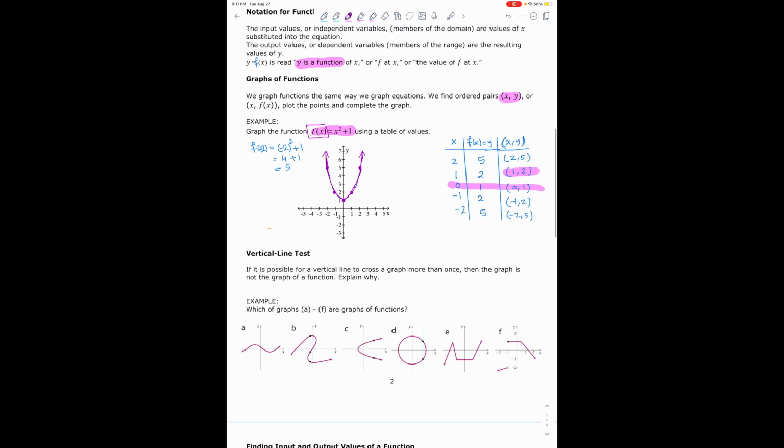The vertical line test. We use the vertical line test to test whether the graph represents a function or not. If it is possible for a vertical line to cross a graph more than once, then the graph is not a graph of a function.